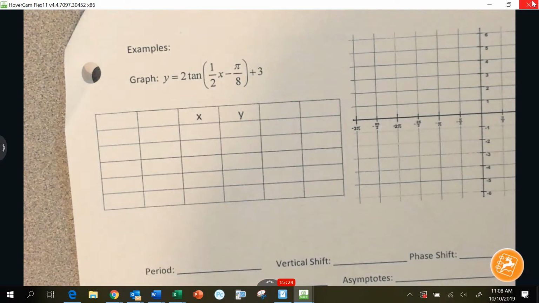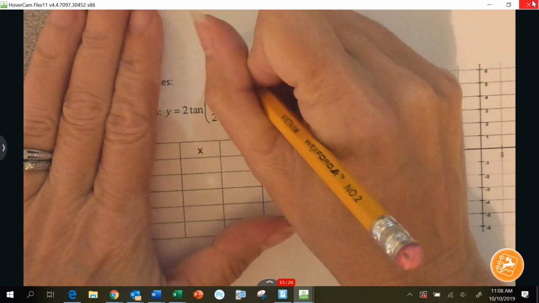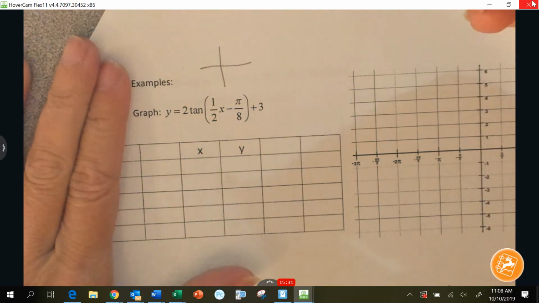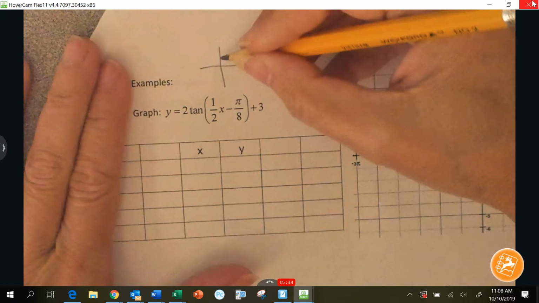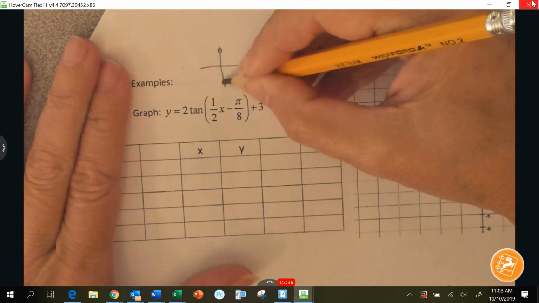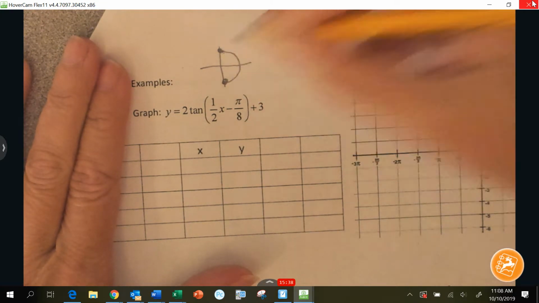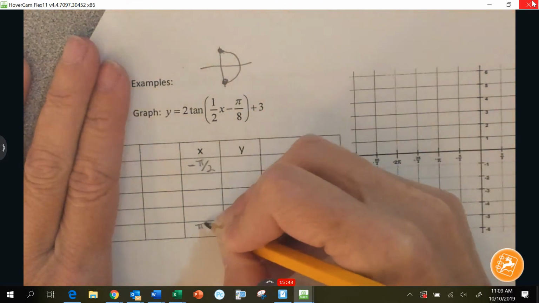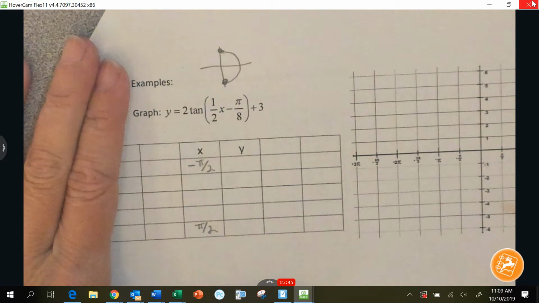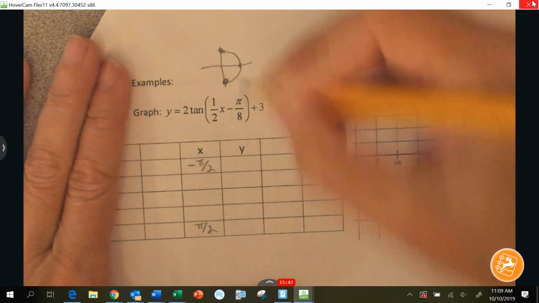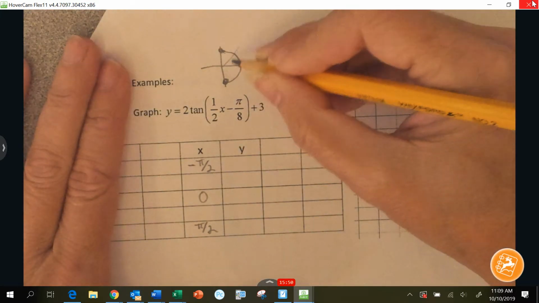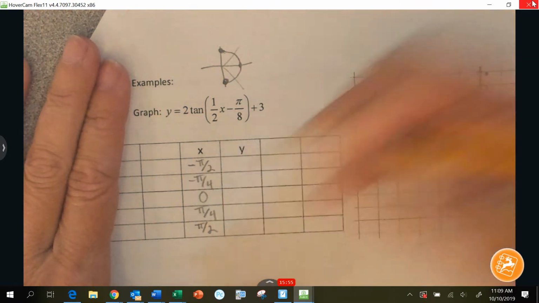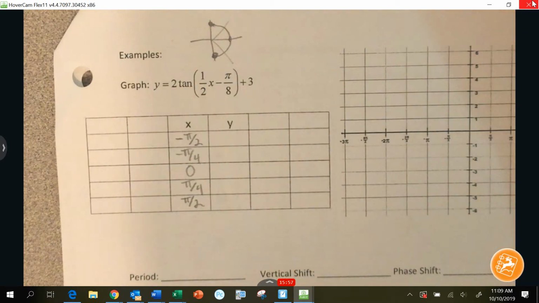So I notice it's tangent, and the tangent points, and if you copy this picture over and over again with me, you'll remember it better for our next section that we do in here. Our tangent points go from negative pi over 2 to positive pi over 2. Right in the middle of that is 0. And then in the middle of those is negative pi over 4 and positive pi over 4. So those are the points that we use for tangent.